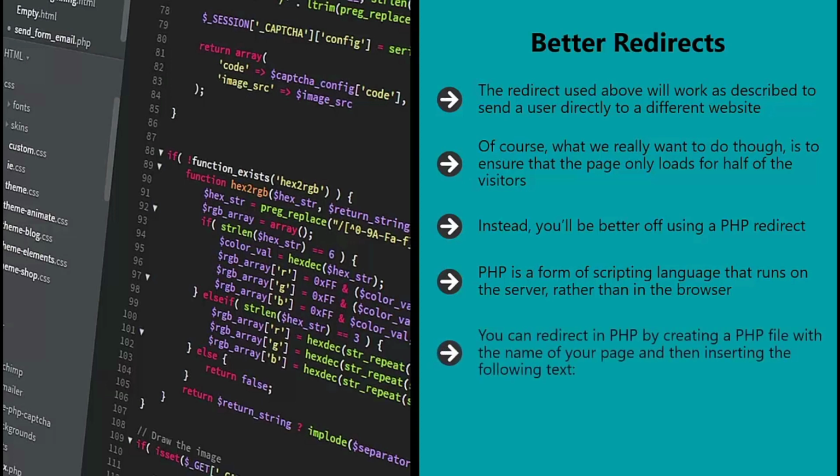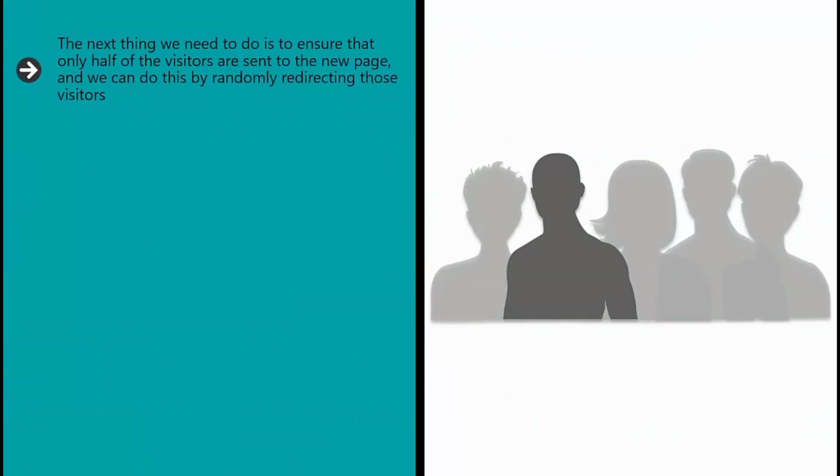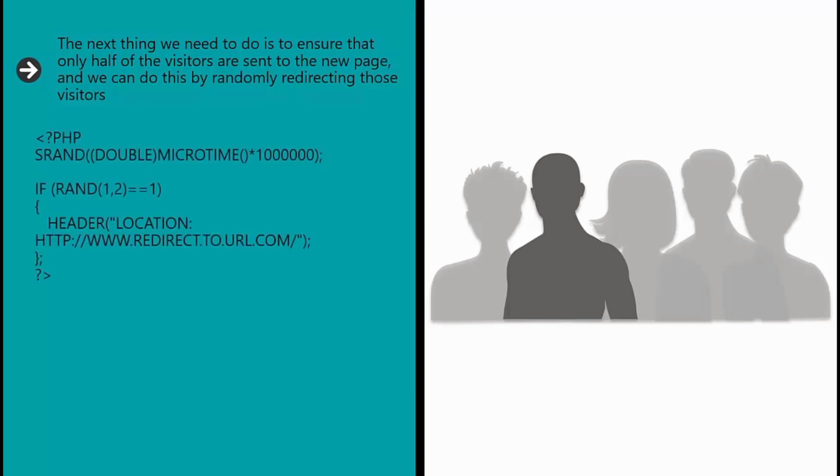You can redirect in PHP by creating a PHP file with the name of your page and then inserting the following text. This will now redirect visitors to the new location, and it will do so in a way that is impossible for anyone to detect. Even if they were to view source, the source they'd see would be the HTML for the new page. The next thing we need to do is to ensure that only half of the visitors are sent to the new page, and we can do this by randomly redirecting those visitors.